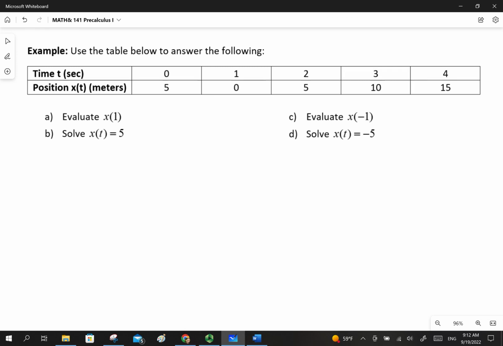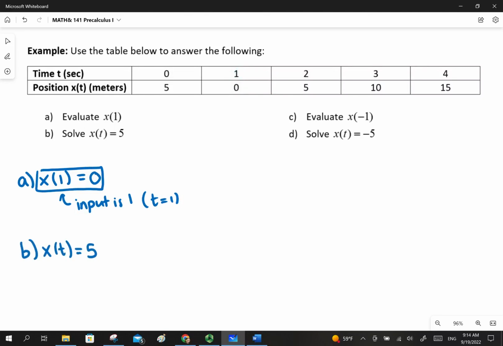For an example, we're going to use the table to answer the following. We're going to evaluate x of 1, solve x of t equals 5, evaluate x of negative 1, and solve x of t equals negative 5. To evaluate x of 1, the input, the number inside the parentheses, is 1. So we're looking for t equals 1 in the table, which we can find in our third column. The value directly below this is 0, which is x of 1. It may seem a little weird having x as the output variable, but this is very common in physics and engineering, where the input variable is almost always time.